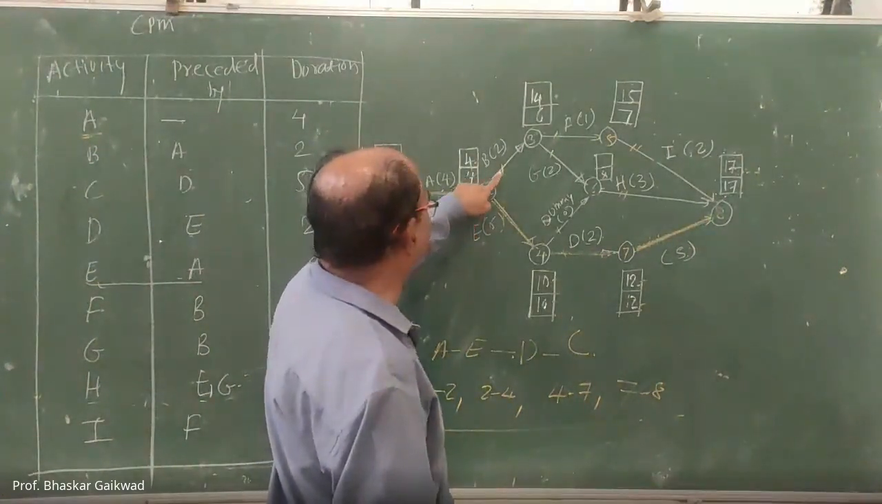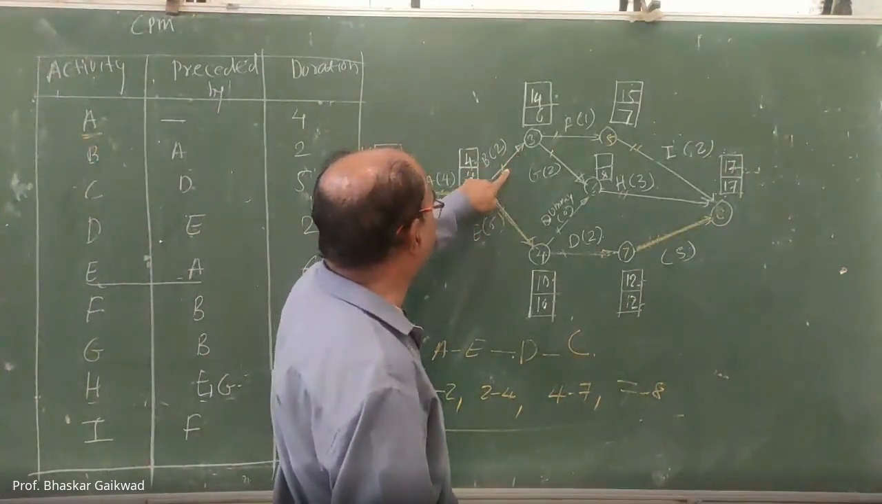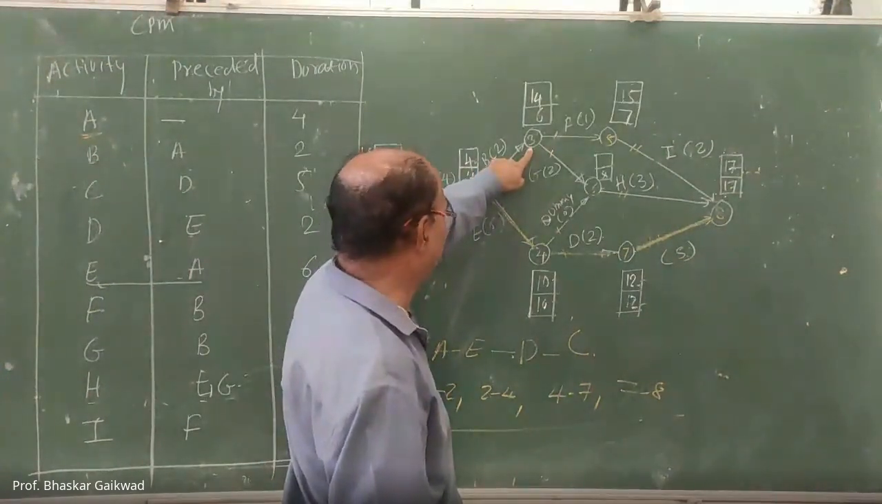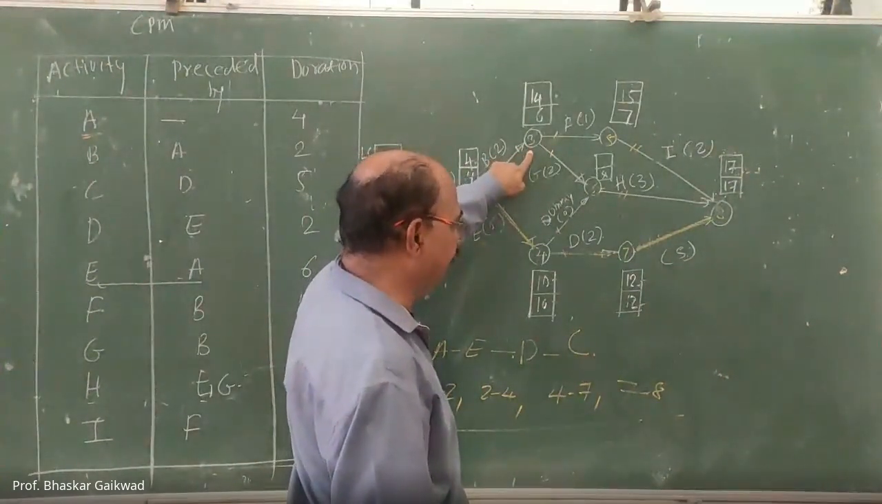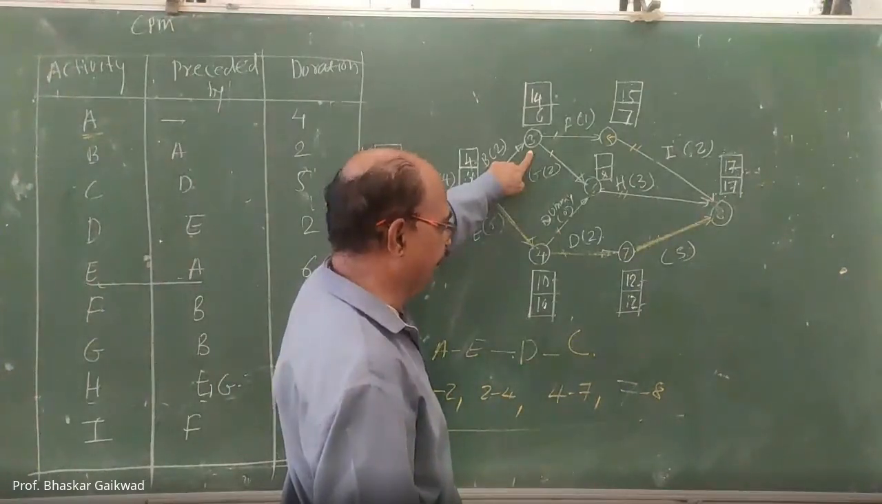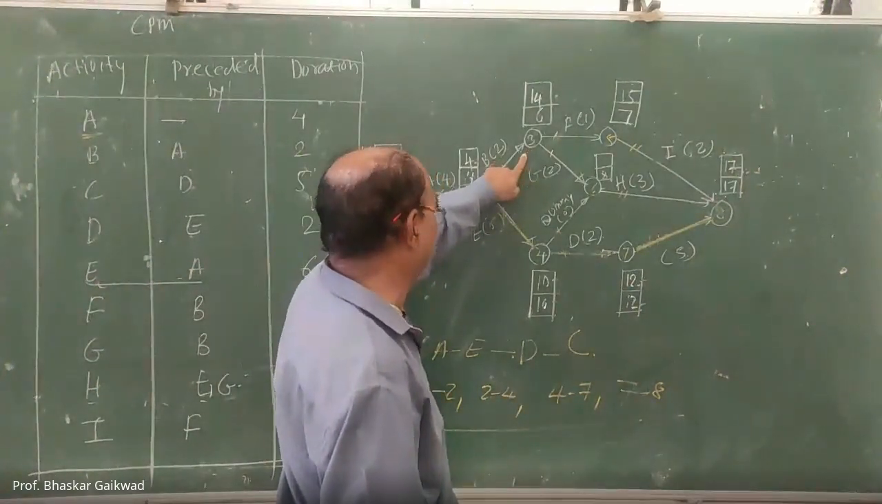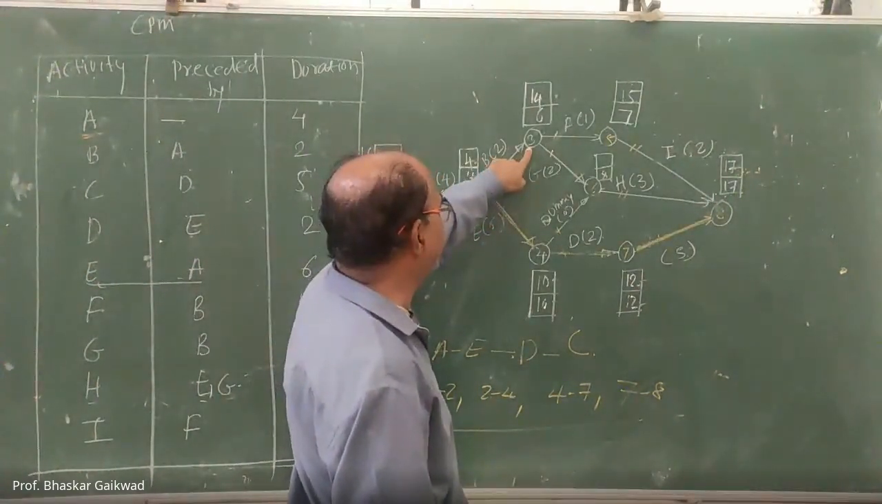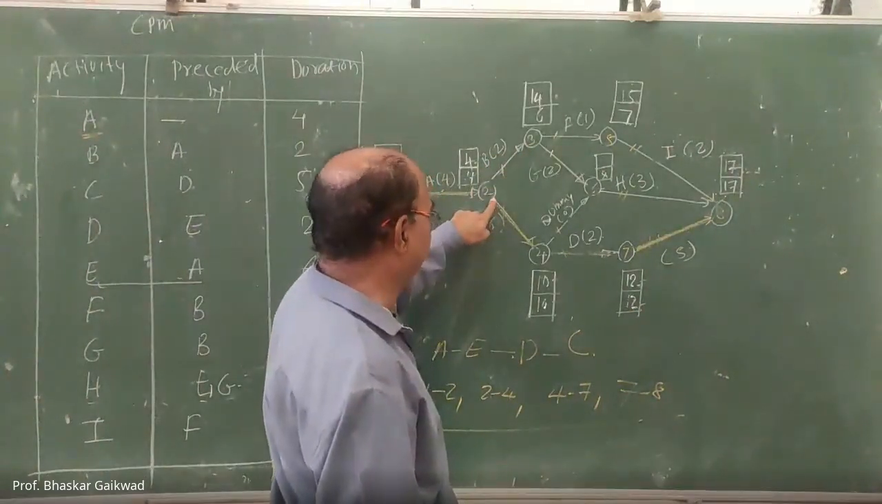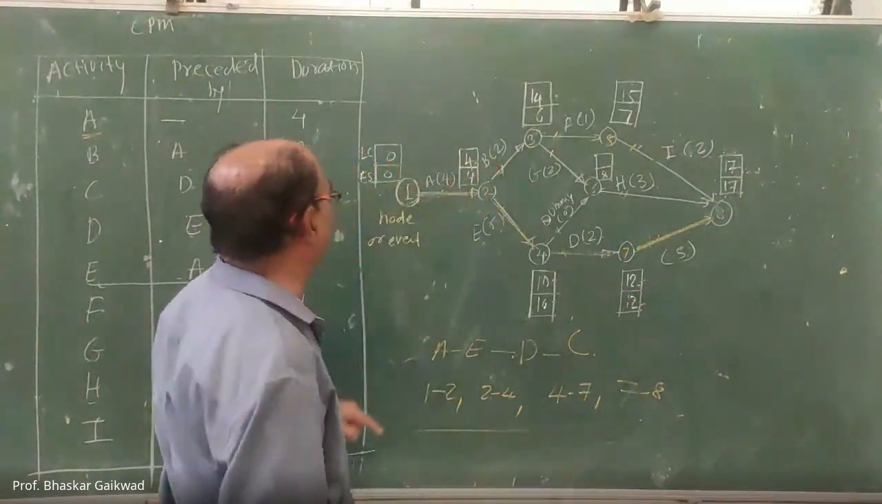So B here it will start. Here it is a 3. You can give these numbers now, or afterward also you can give the numbers. How to give that I will explain. But here B will start after completing A. So here number given is 2.